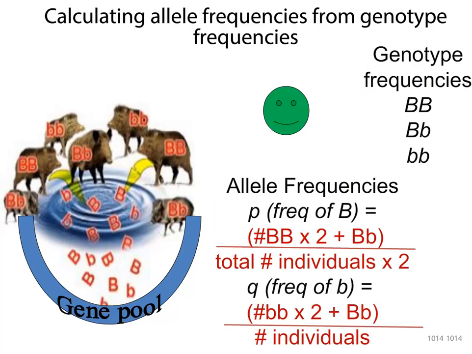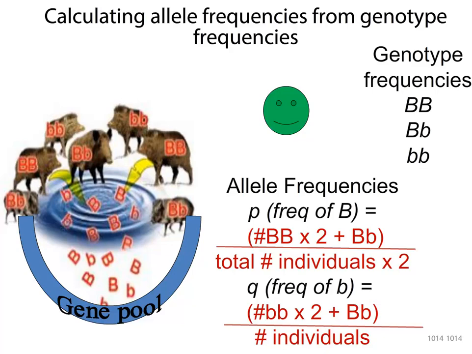Okay, so if everything goes according to plan, you should realize in order to figure out the frequency of big B, individuals who are homozygous dominant have 2 copies of that. So you take those individuals times 2, then you add the heterozygotes because they have 1 copy. Then you take that divided by the total number of individuals times 2 because everybody's diploid and everybody has 2 alleles. So that is known as little p. Little p is always associated with the dominant allele. Little q is the frequency of little b, which is always associated with recessive.